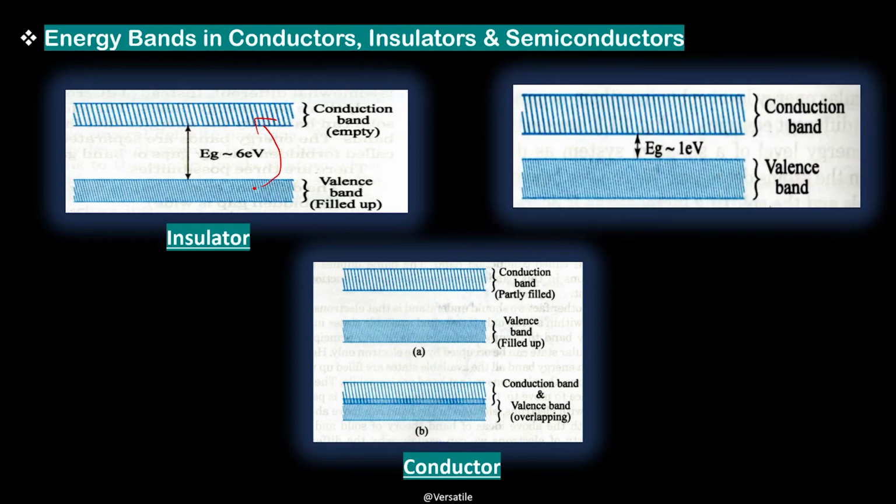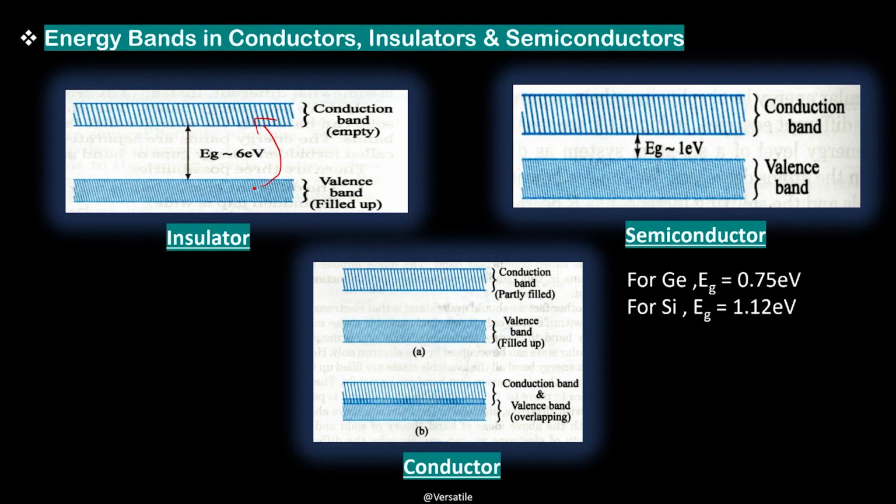And in the case of a semiconductor at absolute zero, the valence band is completely filled and the conduction band is completely empty. Hence, at absolute zero or at very low temperatures, a semiconductor is an insulator. The forbidden gap between the valence band and the conduction band is very narrow for semiconductors. It is approximately of the order of 1 electron volt. For example, for germanium, the forbidden gap is equal to 0.75 electron volt, and for silicon it's equal to 1.12 electron volt.